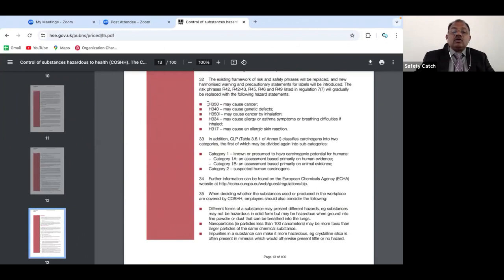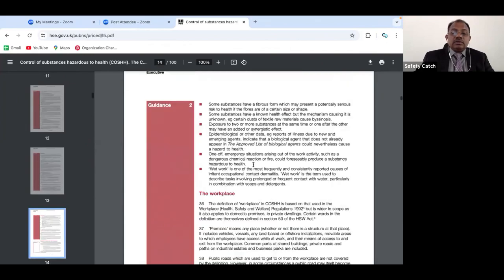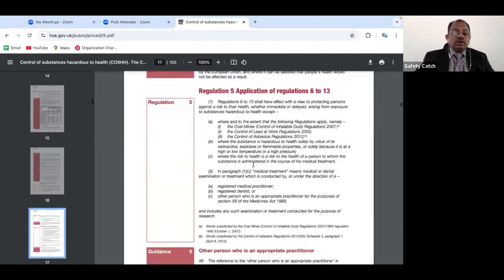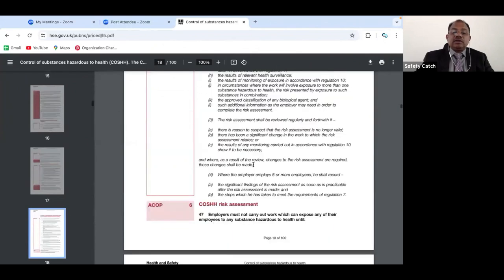Then there are some hazard codes, hazard warnings. You can see this will be in the MSDS. Then some categories. So these are all the things you should be interested to know about it. Okay, so just go through it. It's a long document, but just see what are the things covered.